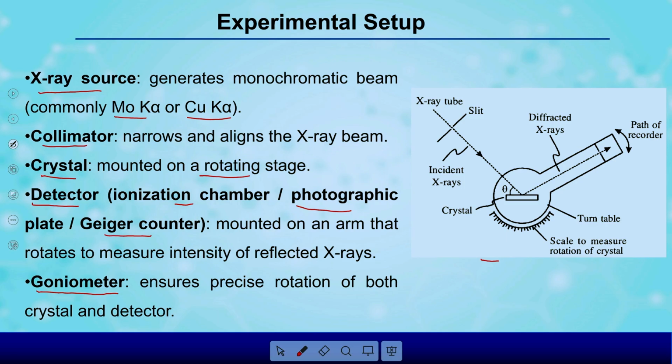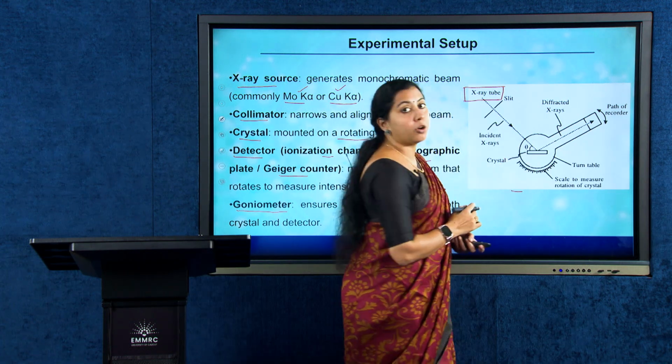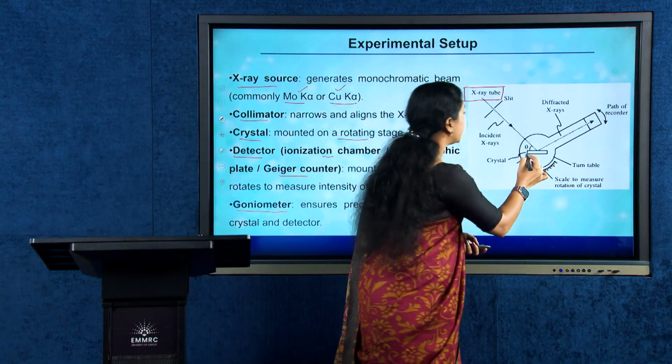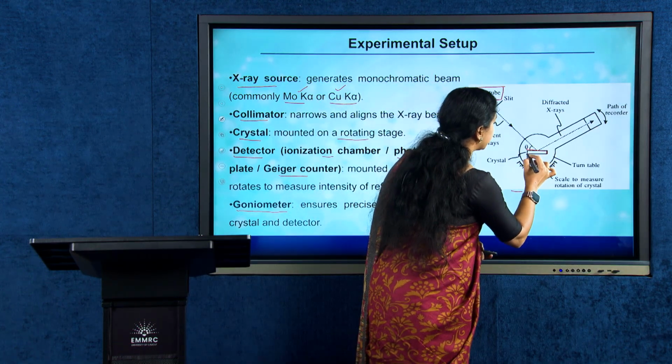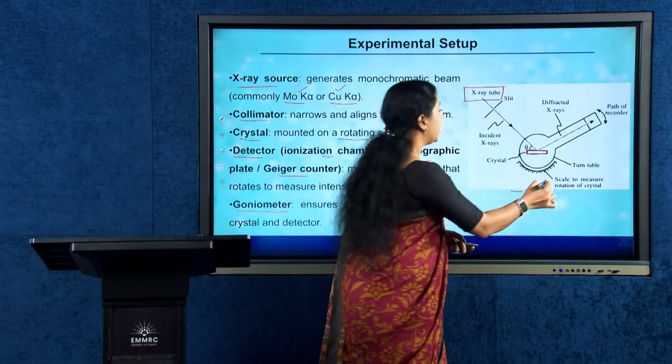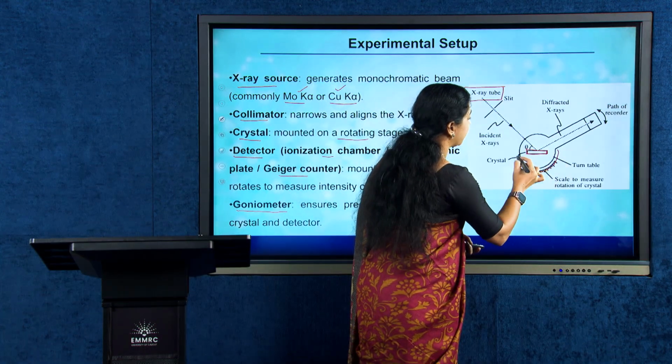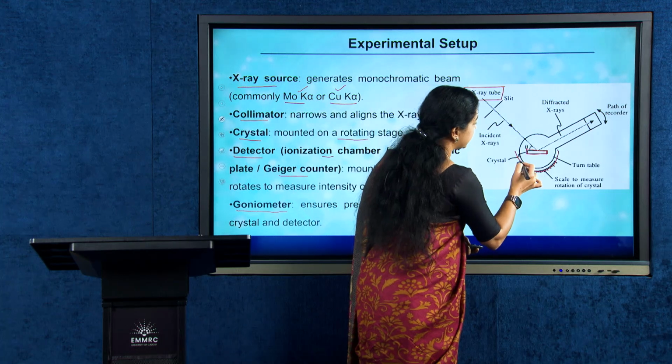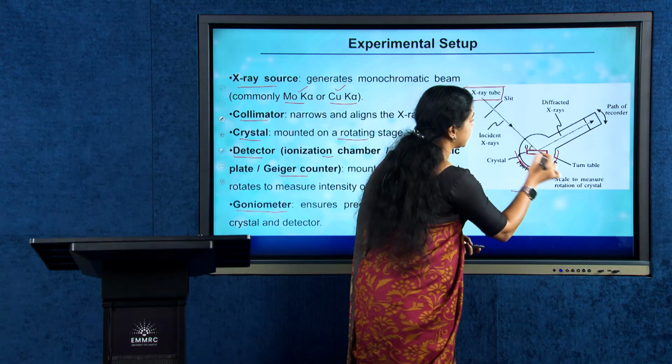As you can see in this figure, we have an X-ray tube which generates X-rays usually from a molybdenum K alpha or copper K alpha. Then that is passed through a slit, and this monochromatic beam of X-rays is allowed to fall on the crystal. So, this is the crystal, and this crystal is mounted on a rotating disc. This disc is graduated to allow the precise measurement.